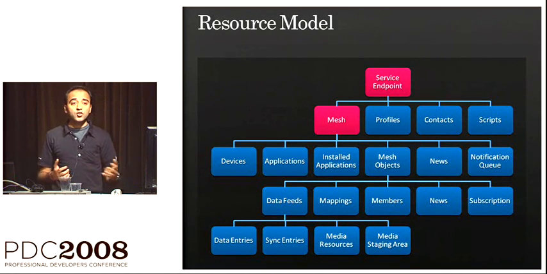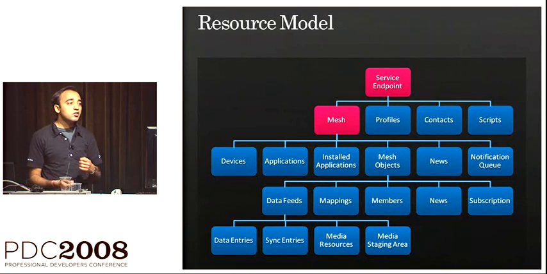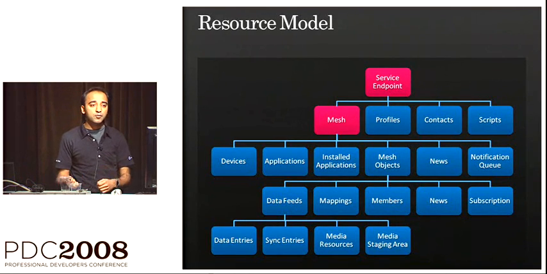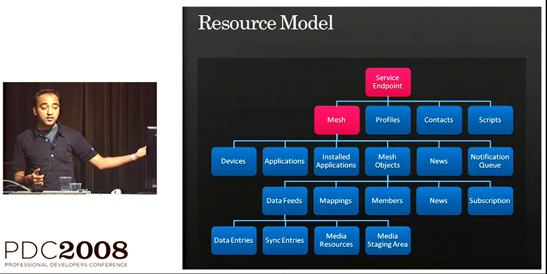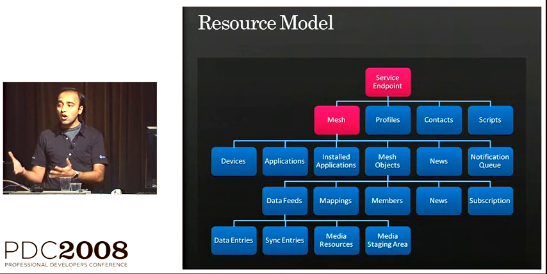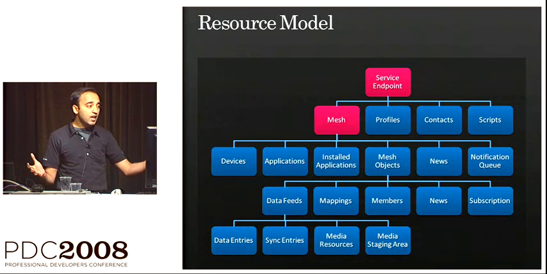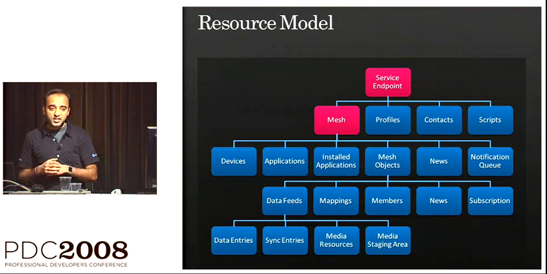The subscriptions and notifications are interesting. You can say that I want to subscribe to this particular mesh object such that if anything changes, I will be notified for it and I can take appropriate actions. Similarly, peer to data entries are the sync entries, which provide you with this synchronization information. The media resources, which actually contain all the binaries for which we have the metadata in the data entries, and the media staging area.